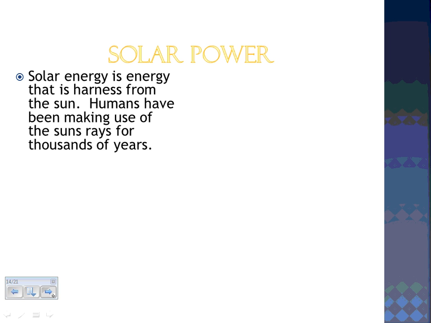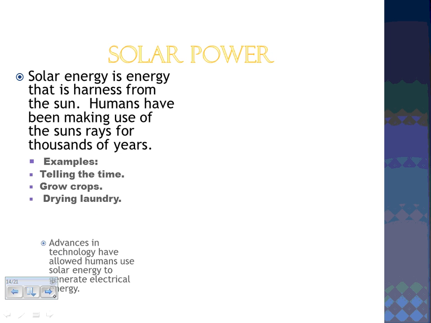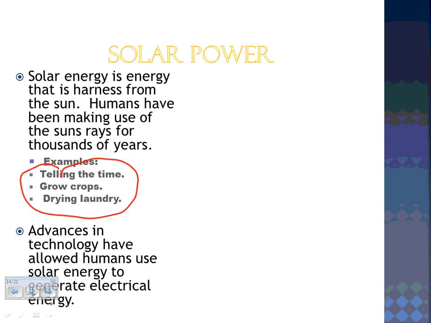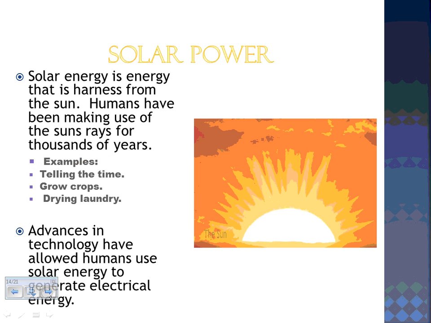Lastly, we have solar power. Solar power is making use of energy from the sun, which mankind has been doing since our beginnings. We've used it to tell the time, grow crops, and even to dry our laundry. Advances in technology have allowed us to convert solar energy into electrical energy, but all this would not be possible without the sun.